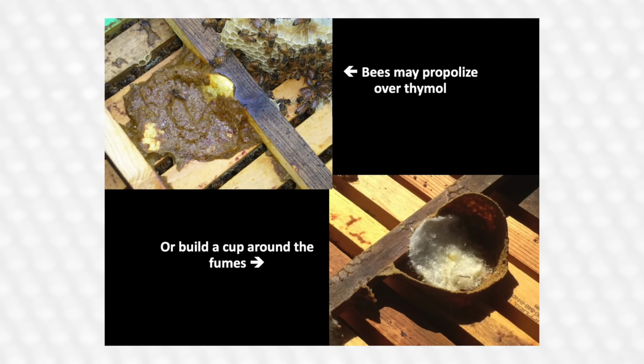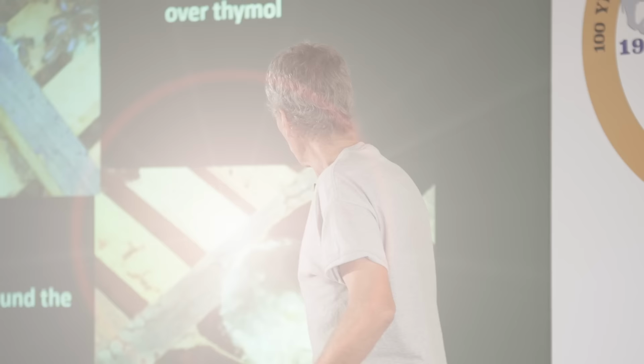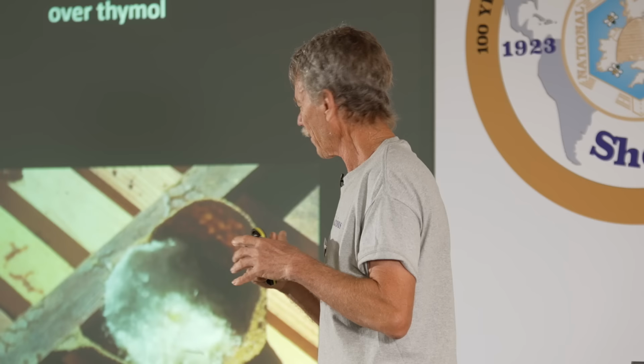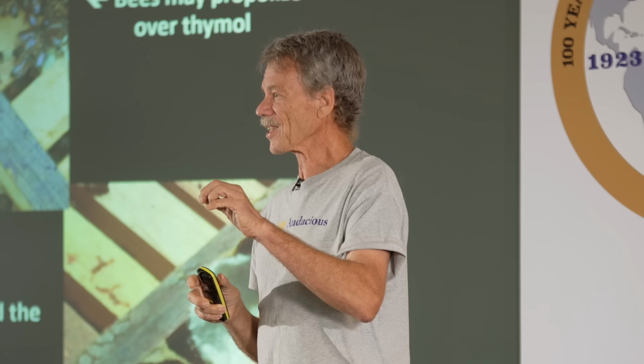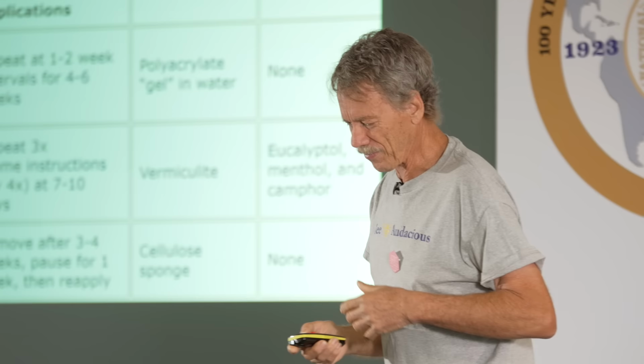Things I've learned with the thymol treatments: some colonies will propolize them over, especially if there's an oil base in the treatment, and they cover them with propolis. Other ones will build a cup around the treatment, and I just saw some essential oil blocks I was testing. They're completely enclosed. You see a solid chamber of propolis, but if you break it open, it doesn't touch the block anywhere. They leave a quarter inch bee space completely around it, and then they build this hollow shell around that volatile.